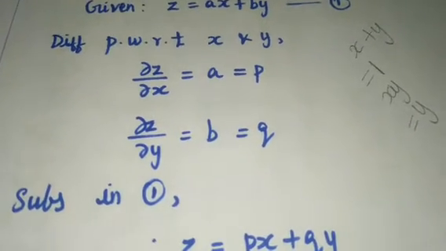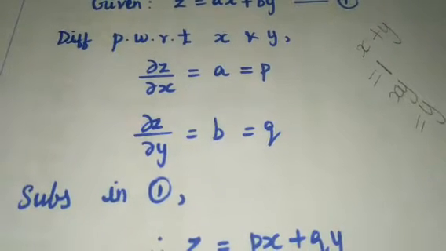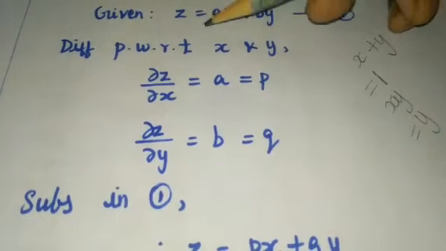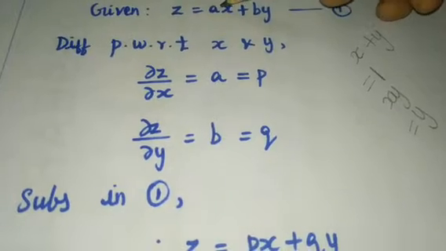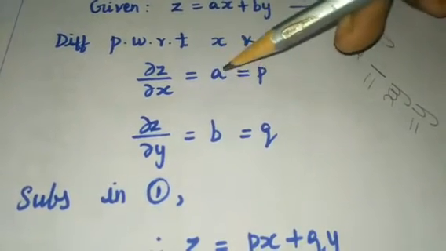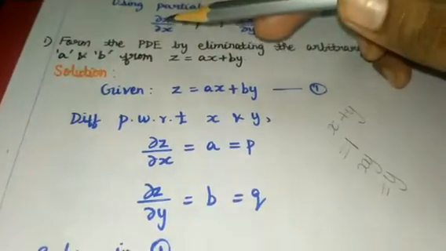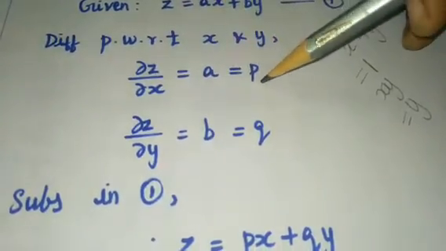So here, if we partially differentiate with respect to x, the answer should be a, as x becomes 1. So a, and leave this part. So dou z by dou x equal to a, which, as we already saw, dou z by dou x is equal to p. So therefore this is equal to p.